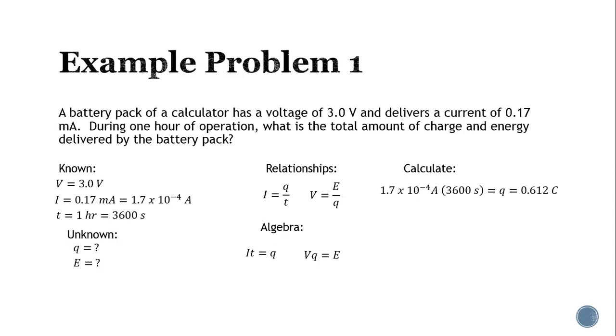So if I do a quick calculation, I can calculate the amount of charge by taking current and multiplying by time. So I get 0.612 coulombs of charge got delivered. If I take 0.612 coulombs and multiply by 3 volts, I get the amount of energy, 1.836 joules. So these two relationships can be helpful in a way of converting using time and charge to find current, or energy and charge and voltage.